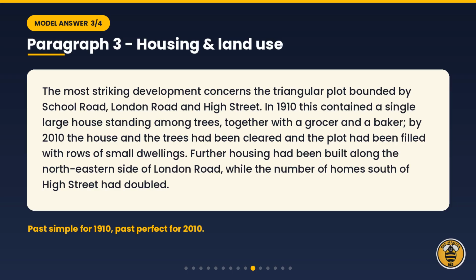Paragraph 3. Housing and land use. The most striking development concerns the triangular plot bounded by School Road, London Road and High Street. In 1910 this contained a single large house standing among trees together with a grocer and a baker. By 2010 the house and the trees had been cleared and the plot had been filled with rows of small dwellings. Further housing had been built along the north-eastern side of London Road, while the number of homes south of High Street had doubled. Listen to the tenses. Past simple for 1910, past perfect for 2010, because 2010 is being described relative to the earlier map.